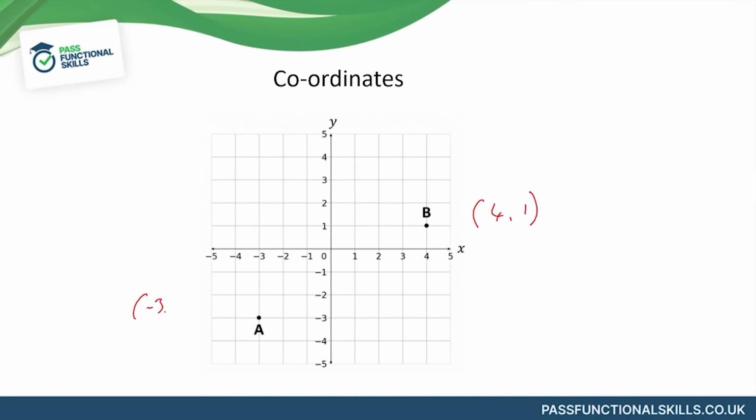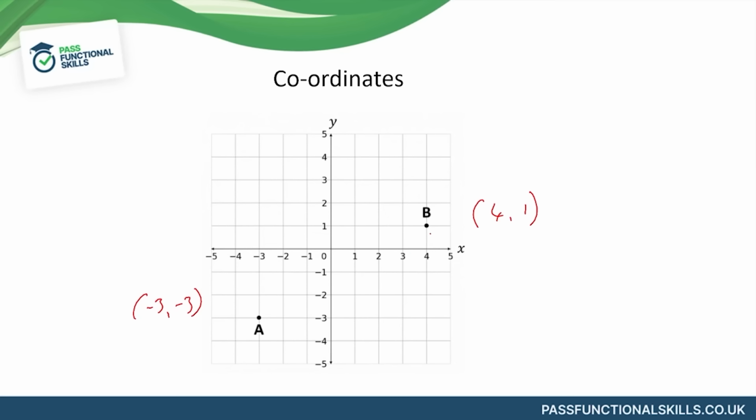So that is -3, -3. That one's quite easy because you can't really get them the wrong way around because they're both -3. Sometimes in the question they might say something like plot point C to create a right angled triangle ACB. What are the coordinates of point C?